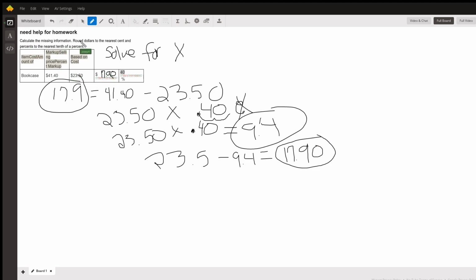It says calculate the missing information, round dollars to the nearest cent. So I almost forgot that, to round this number to the nearest cent. I think we're just gonna leave it right there, 17.90, because this is a zero, so you don't round it to $17.91 or $17.89. You keep it at $17.90. Anything else would be a little bit too much. Just round to the nearest cent. This is 90 cents.